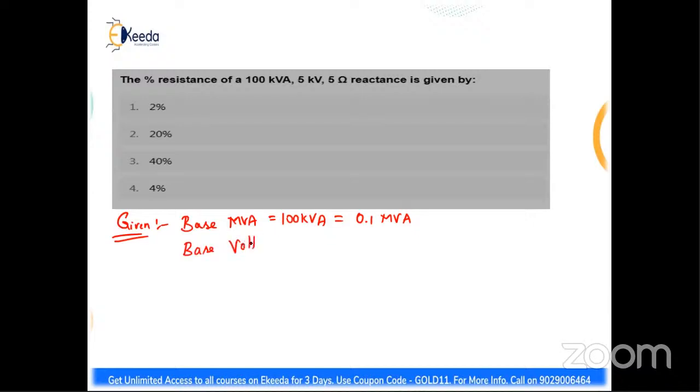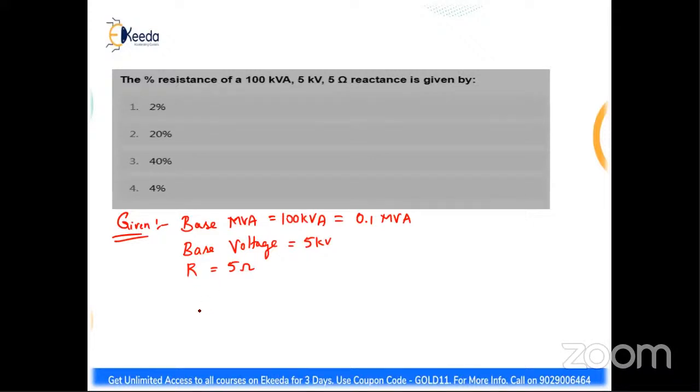Base voltage is equal to how much? 5 kV, right? Next is the given resistance. The resistance is 5 ohms. So what is the percentage of resistance? The options are 2%, 20%, 40%, and 4%.